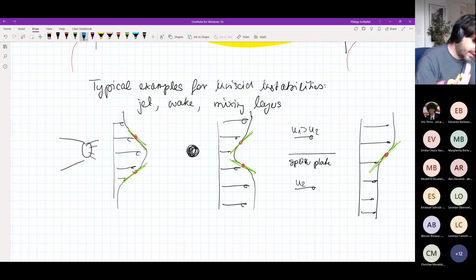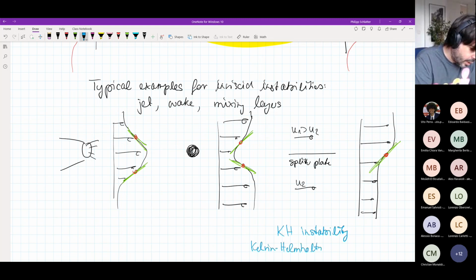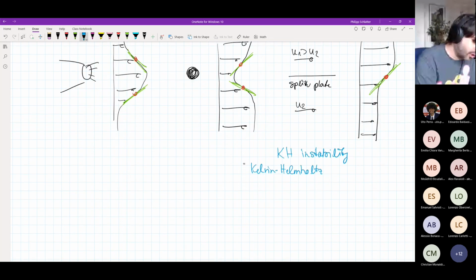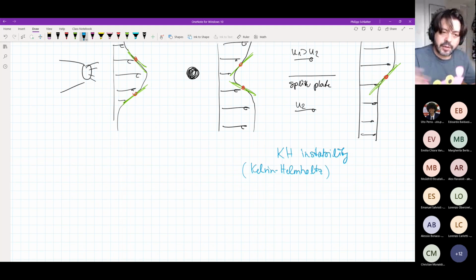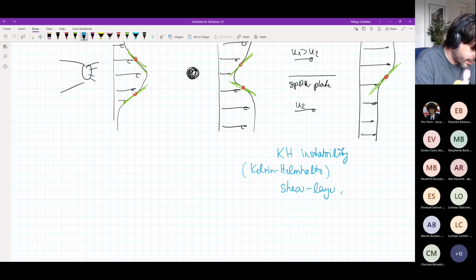In particular, the last case here with the splitter plate is the one that we have mentioned a few times, because this would really correspond to the Kelvin-Helmholtz instability. That is the one that we also watched in the video in the beginning of the course. Remember this guy with this channel, which was then inclined, and then you get this shear layer in between. So the Kelvin-Helmholtz instability is also called a shear layer instability.